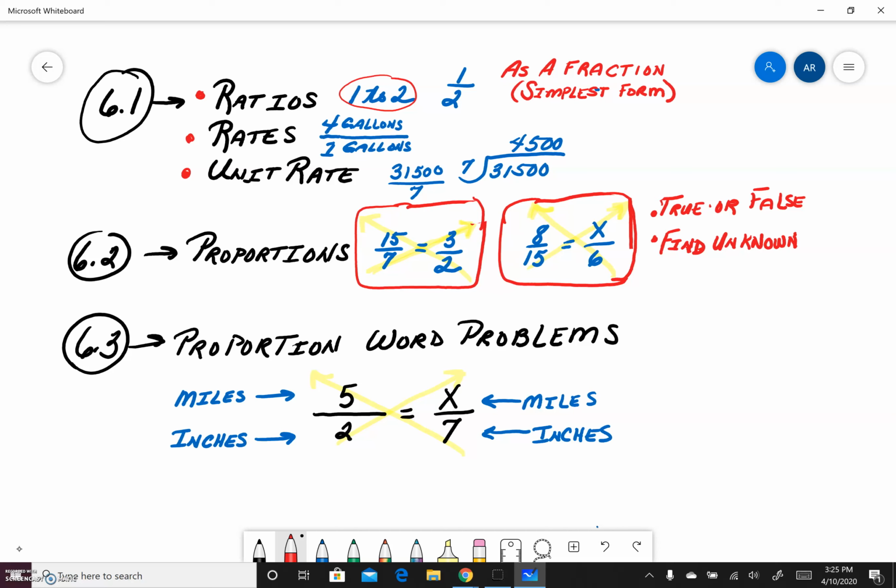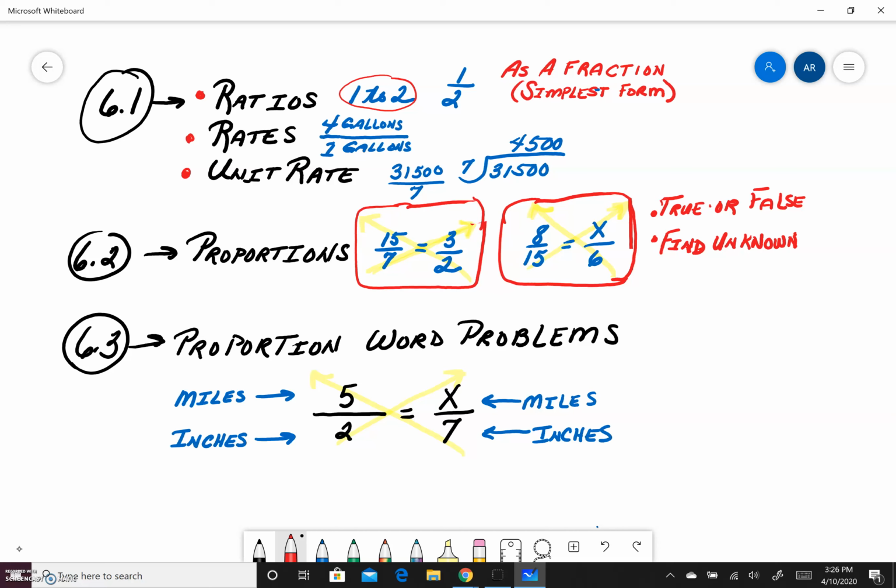Now when we work with rates, it's the same thing except it has a unit attached to it, which are the same. So we have 4 gallons to 1 gallon. So this is a ratio, but it's written with gallons, so it's a rate. And we're going to show you how to use these problems where, again, all we're going to do is write it as a fraction and make sure that it's in simplest form.